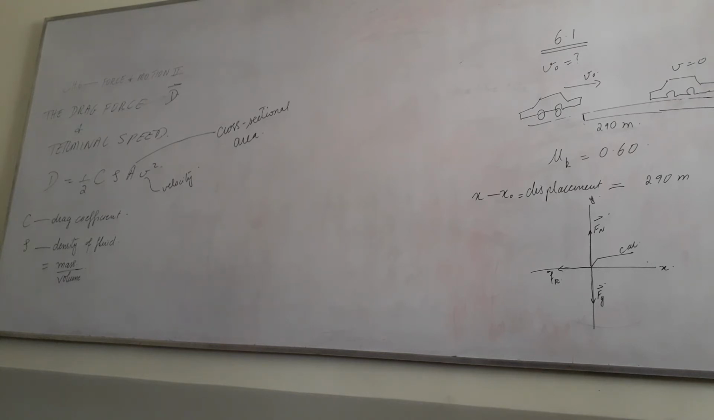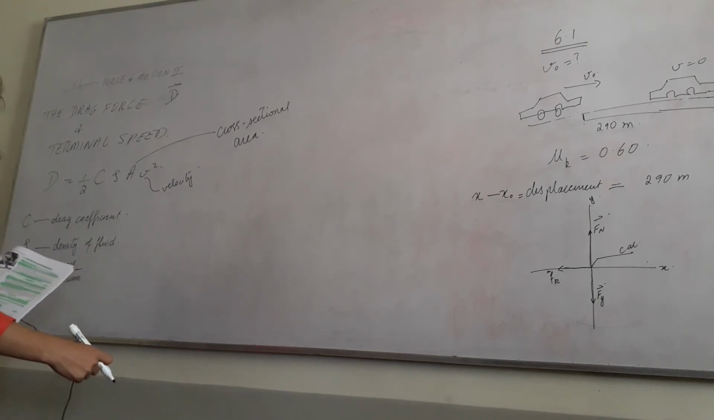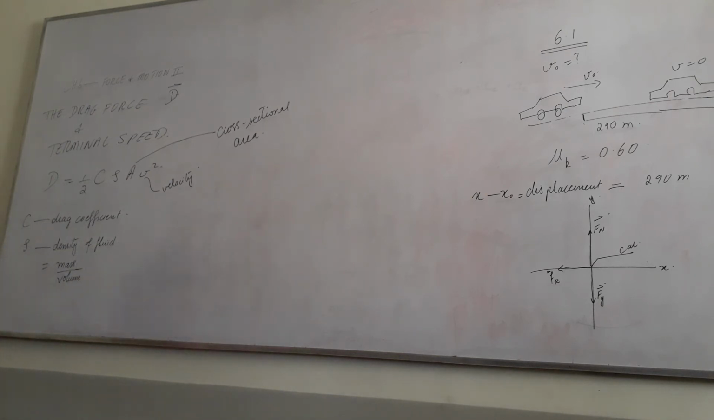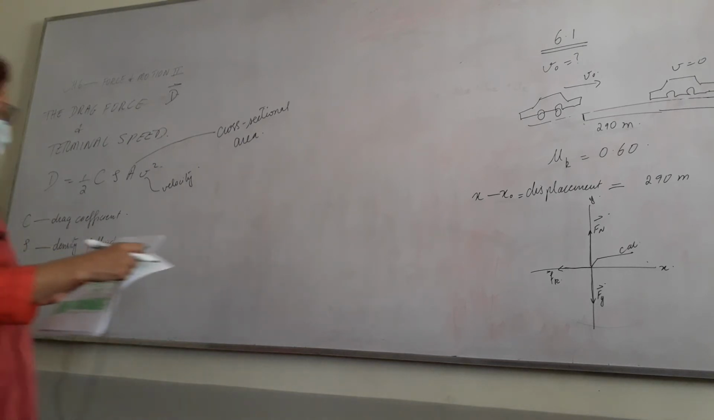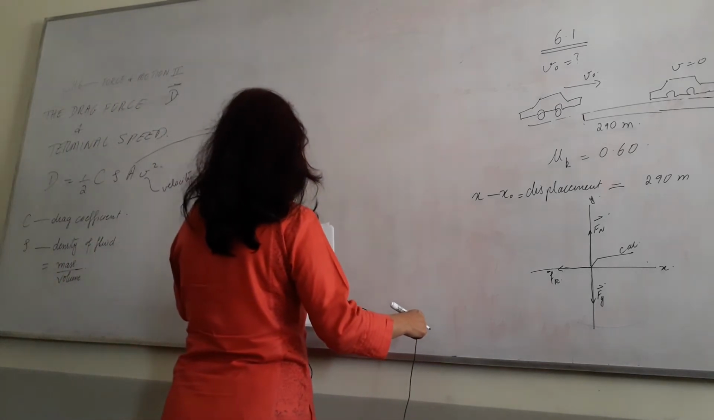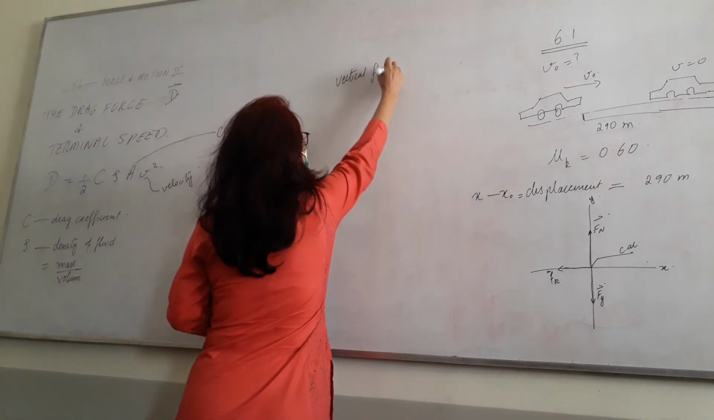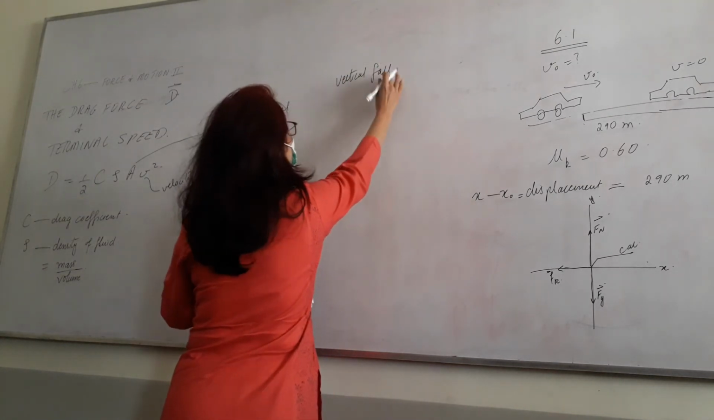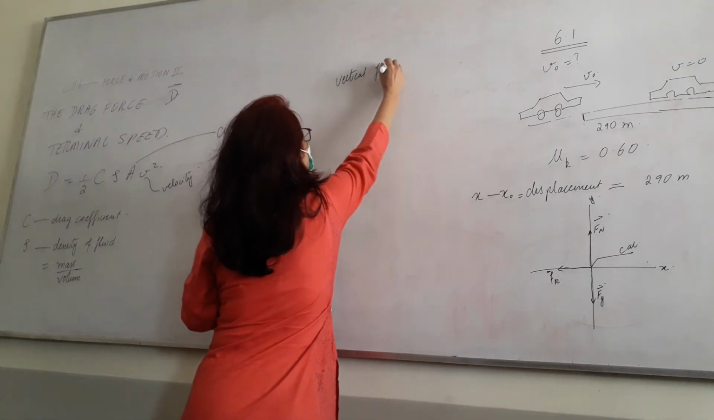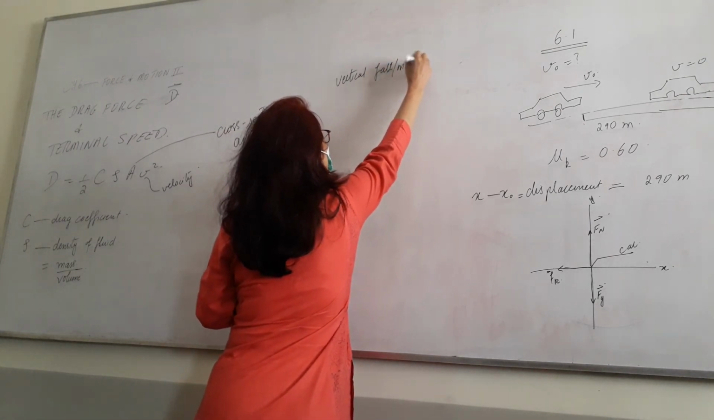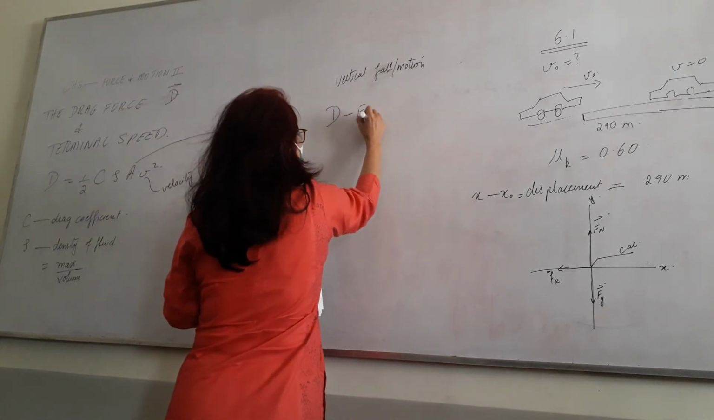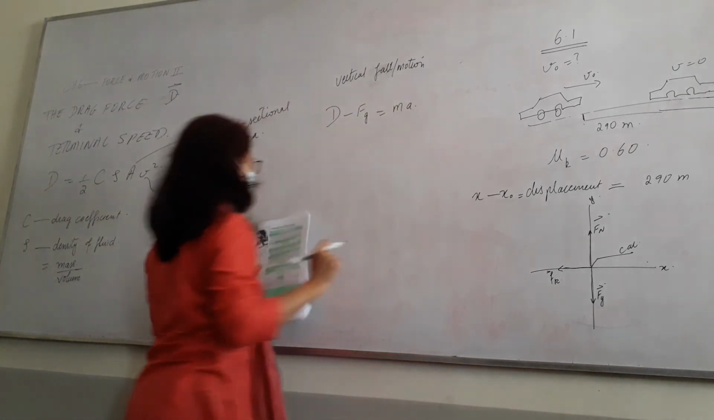Good. Right. Now we can also talk about the fact that this force, for example, if a body is falling through air, then this force will be balanced by the gravitational force, right. If a body is in a vertical motion, for a vertical fall, for example, we will have D minus Fg equal to ma, right.